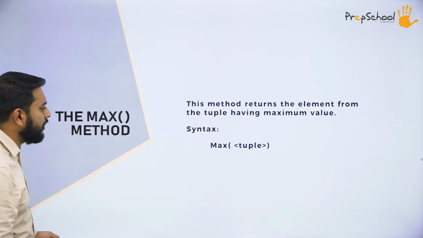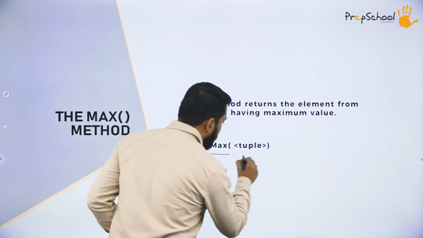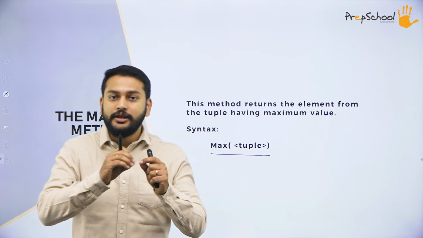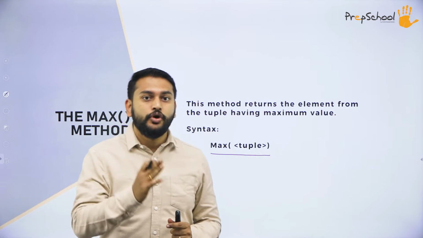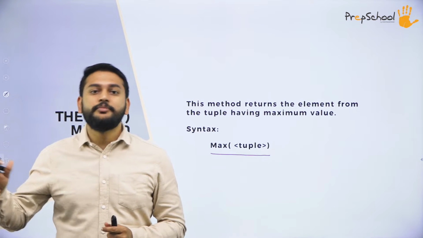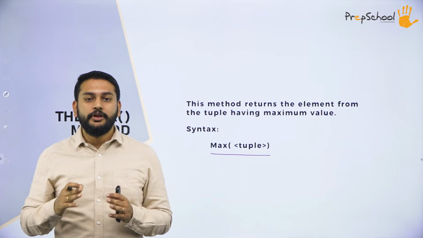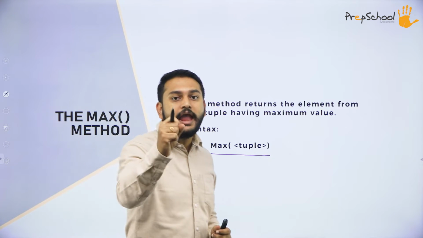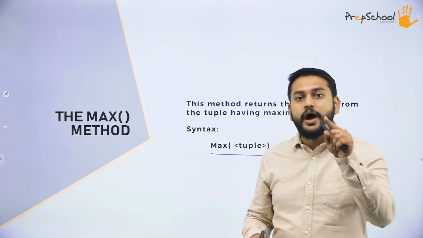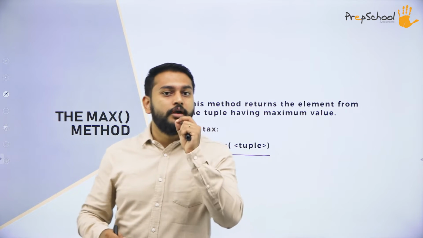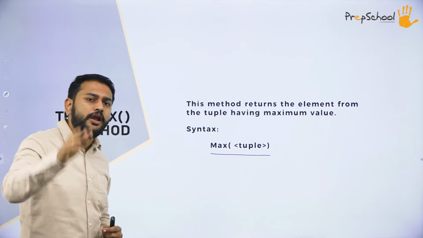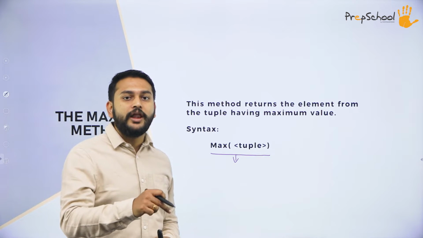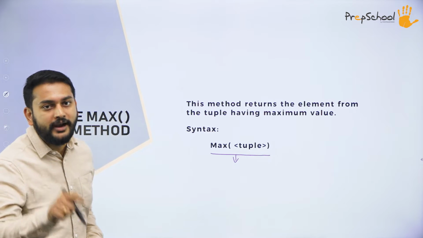Moving on to the next one, I have max. So why do I have max? My dear students, if I have the elements inside the tuple and I need to know which element is the maximum element that I have, for example, 1 to 9, so I don't know what is the maximum value that I have inside my tuple, I will be using the function called max. The max method will return the maximum value that I have inside the tuple, my dear students.